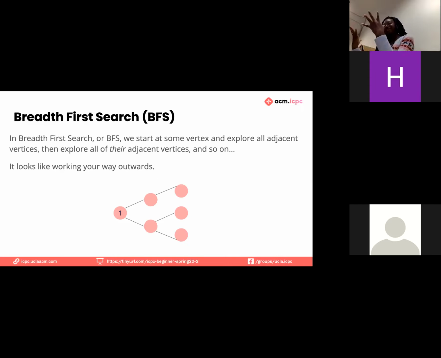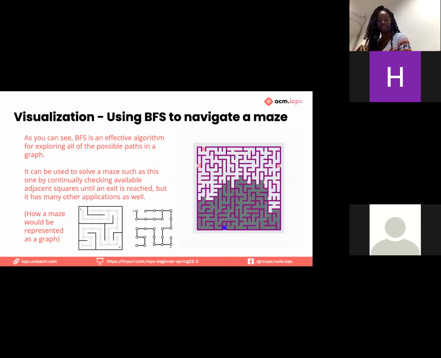So with breadth-first search, we start at some vertex and explore all the adjacent vertices, and explore all of their adjacent vertices, and so on. So it kind of looks like you're working your way outwards. We can see that in this animation, where you start with adjacent vertices and then their adjacent vertices. You can also see that here, hopefully this will start over in a second, but it's exploring all the possible paths in a graph using BFS. So you can kind of see it crawling its way out there. Okay, cool.